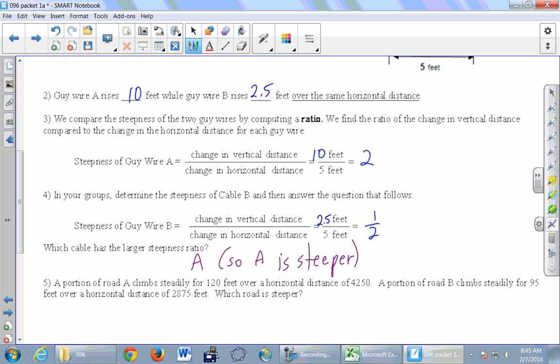Now I said I just made this thing up, this change in vertical over change in horizontal, but I didn't. And I think some or most of you have already seen that calculation in some other math class. What's the name of that calculation? We do the change in vertical distance over the change in horizontal. It's called the slope. And that's what we're talking about today. So we'll define it on the next page.